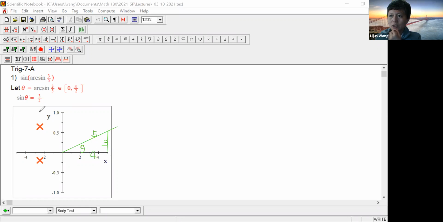Since I have introduced that, okay, let me use the dark color. Then with that introduction, what do I get? This is a sine, and this is a theta. So this is asking for sine theta. What's sine theta equal to? Sine theta, of course, is 3/5.